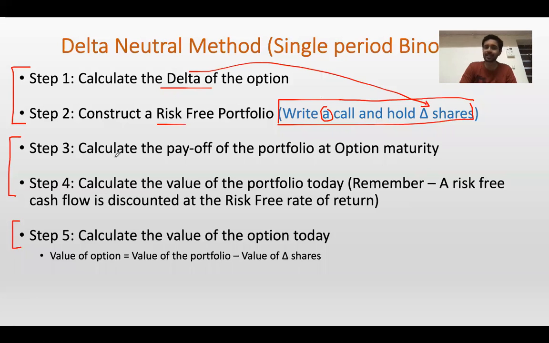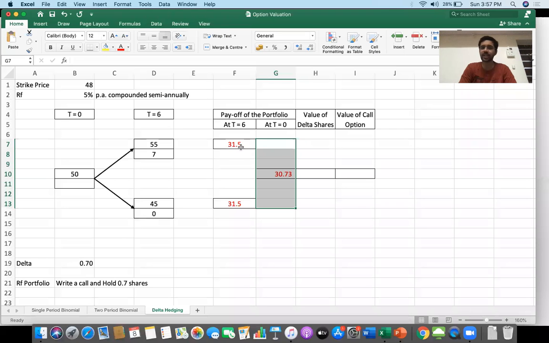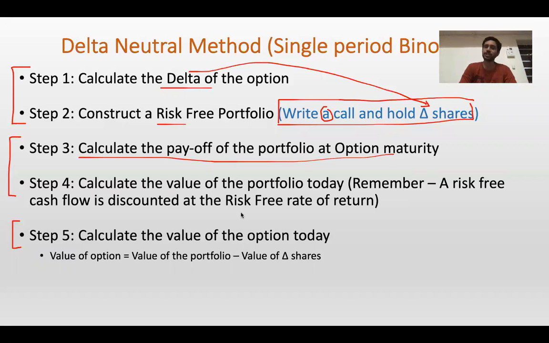I then calculated the payoff of this portfolio at the maturity of the option, which came to 31.5. I also showed you that this 31.5 is actually a certain cash flow. In effect, I have proved that this is a risk-free portfolio. And then we calculated the value of the portfolio today. How did we calculate the value of the portfolio today? We calculated it by discounting the future cash flow. The future cash flow is certain, and that is the reason we discounted it at the risk-free rate of return.